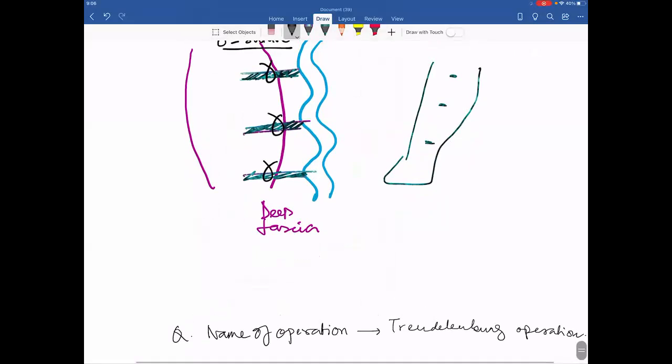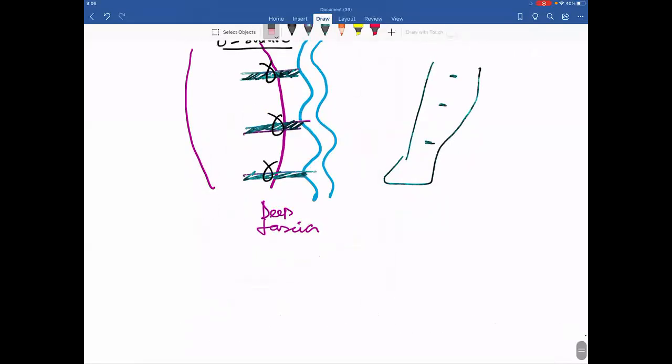Last two questions and this big case ends. What is deep fascia sclerotherapy? Yes, deep fascia niche. Andar ki baat hai sir, subfascial ligation.